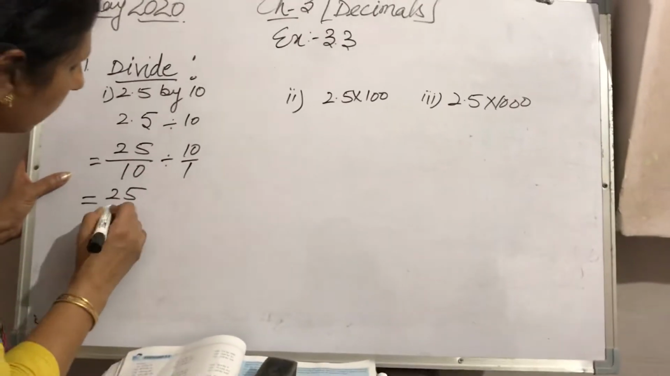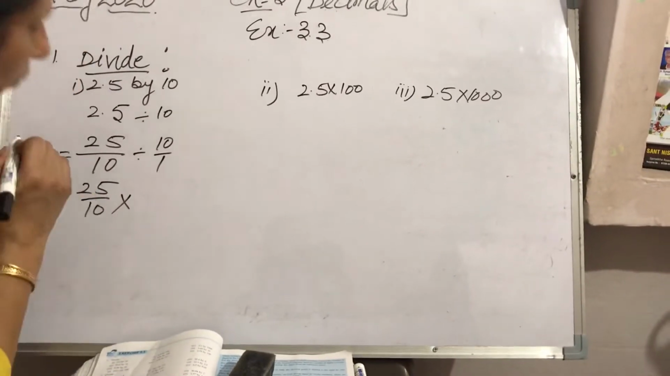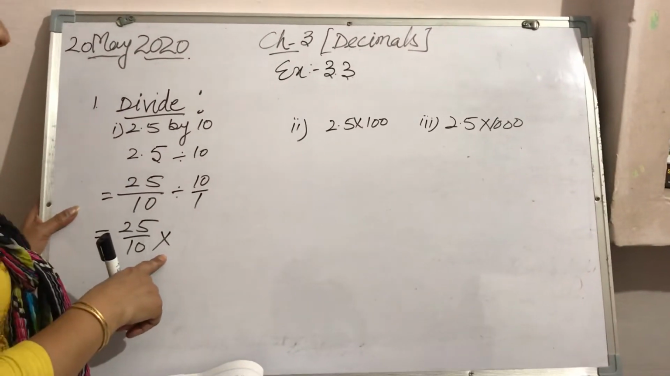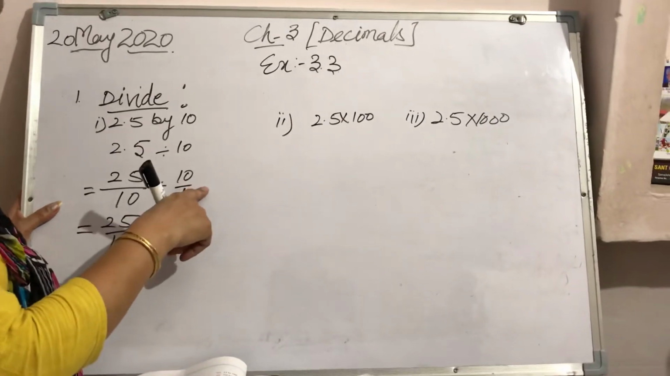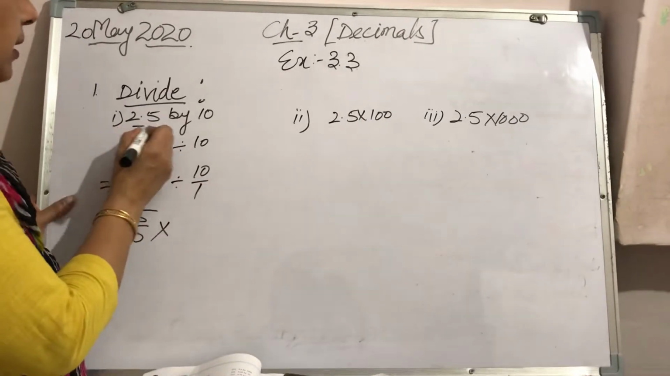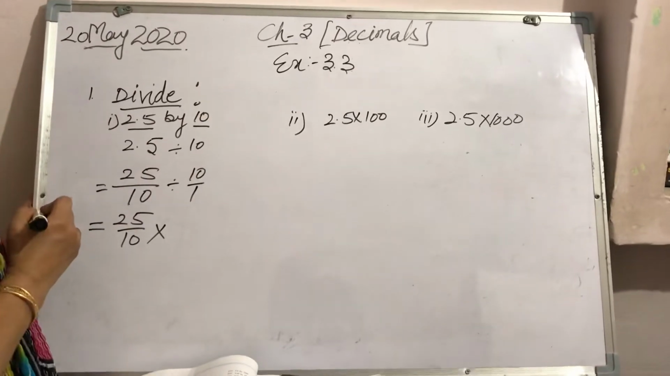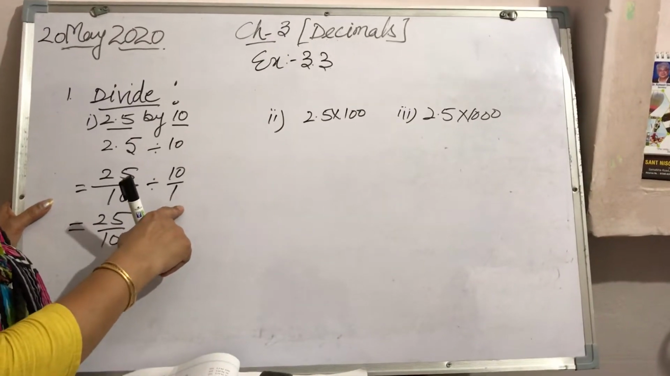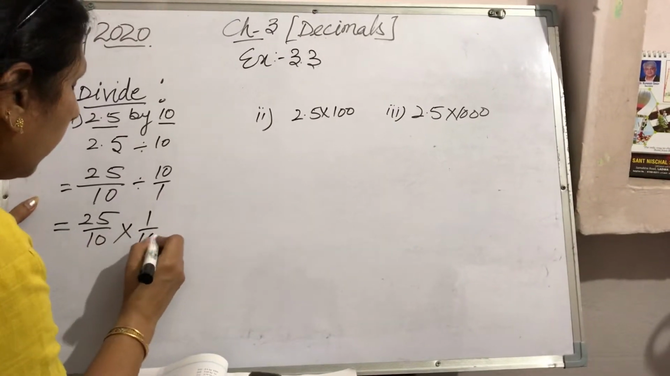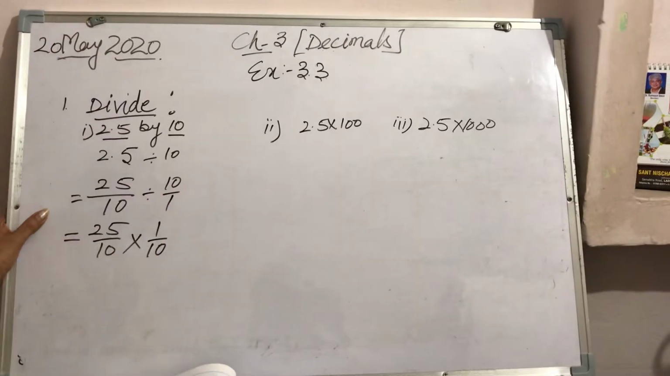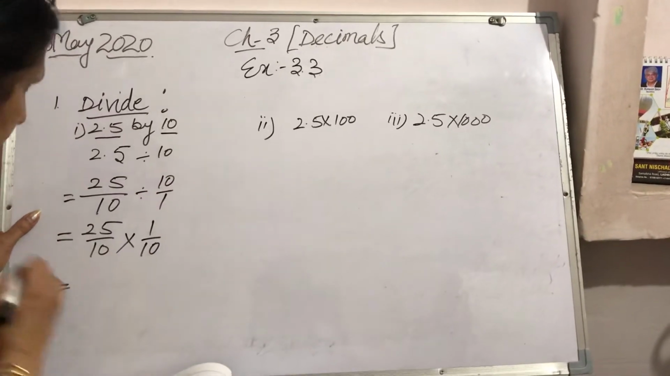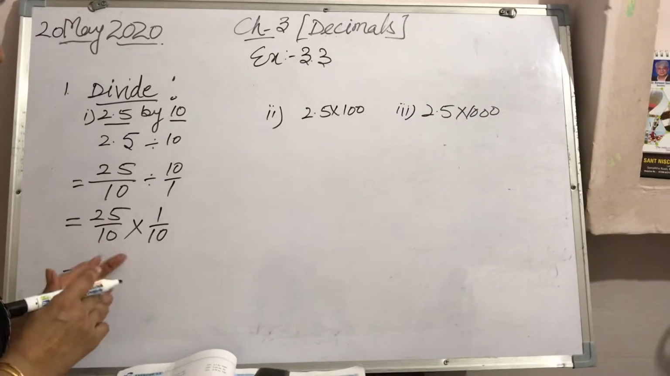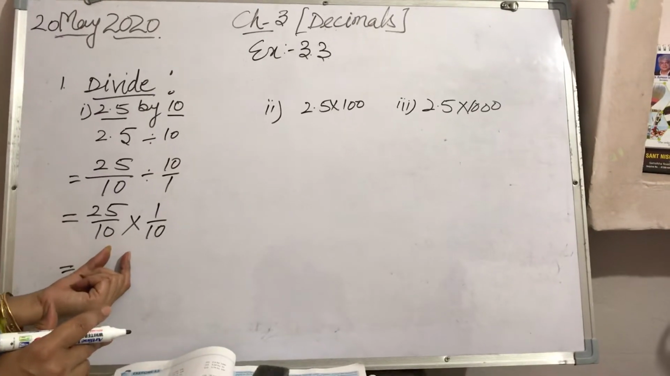Now convert this division sign into multiplication. While converting the division sign into multiplication, the reciprocal of the divisor will be there. This is the dividend and this is the divisor. So remember this thing, the reciprocal of the divisor will be there. 1 by 10 is the reciprocal of 10 by 1. Now we can reduce them. But before reducing, make sure that if only zeros are there, we will not reduce them.